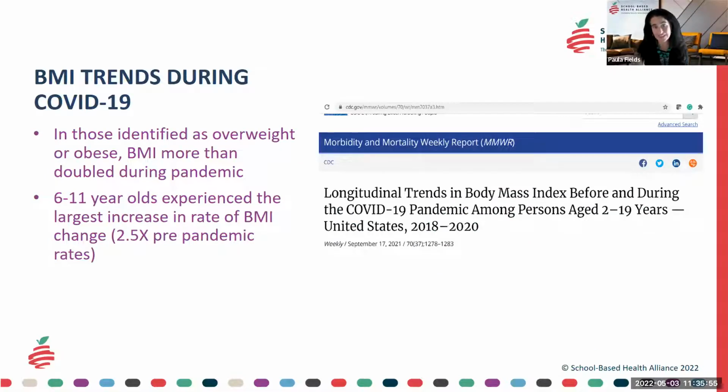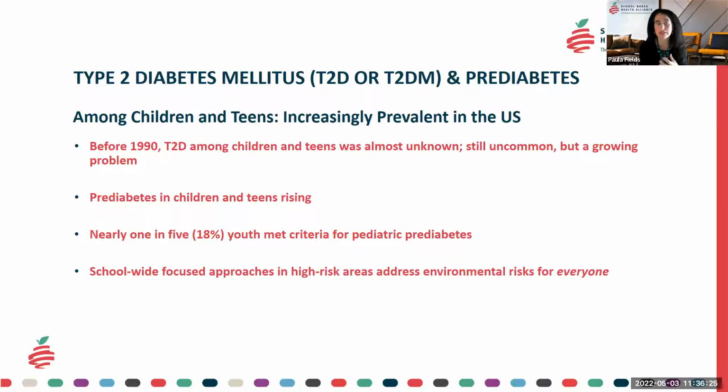So with all that said, we move on to add in the COVID pandemic on top of those staggering numbers. And you'll see that COVID just catapulted our obesity rates in the 6 to 11-year-old range. In 2018 to 2020, those identified as overweight or obese, by BMI, more than doubled during the pandemic. And 6 to 11-year-olds experienced the largest increase in the rate of BMI, about 2.5 times the pre-pandemic rate. So those are quite significant, and a really timely topic as we look at what we're all here to talk about today.